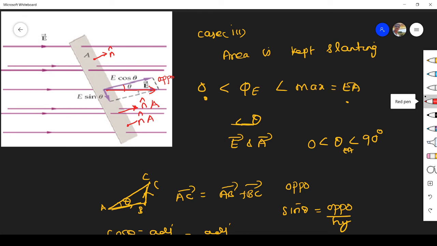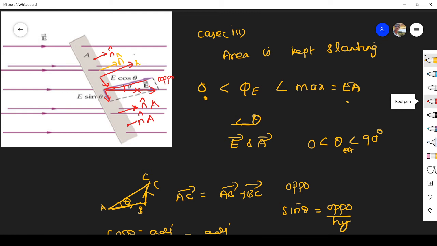But here you see the electric field is going like this. I cannot say whether it is parallel to the area or perpendicular to the area. So I split it into two components. Now we can forget this one. Instead we take this one. This is the adjacent component of the electric field, and this is the opposite component. This component is going like this, and the area is going like this.